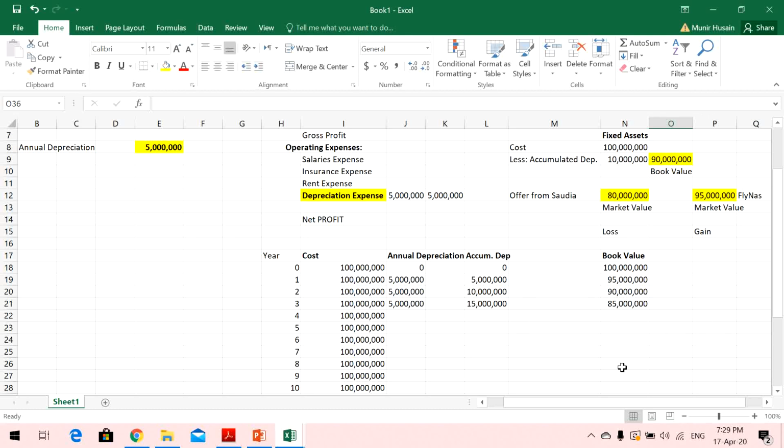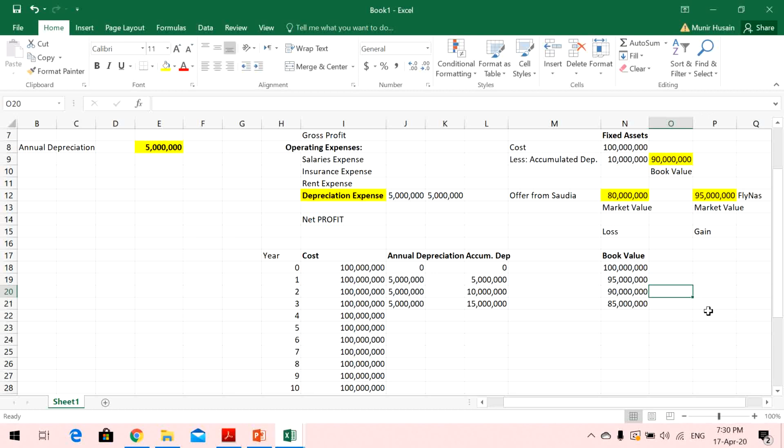Now what is important is that in the meantime, you may receive an offer at any time. Let's say in year 2 you receive an offer, right? If you sell it at more than the book value, in that year it is a gain, and if you sell it at less than the book value, it is a loss. So this is the reason you need to understand the concept of book value and depreciation.